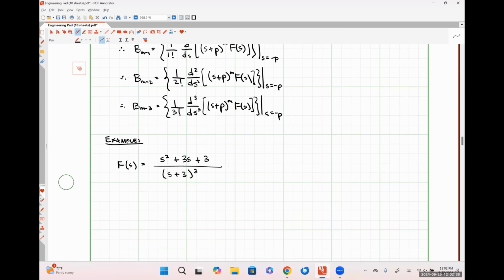So ultimately, we're going to wind up having some constant b1 over s plus 3, plus some constant b2 over s plus 3 squared, plus some constant b3 over s plus 3 to the third power. That's our goal.